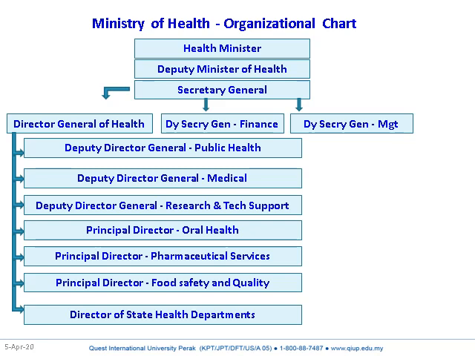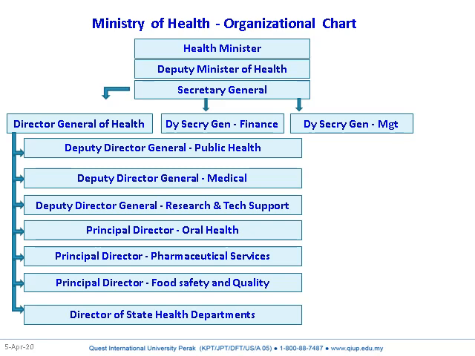DG of Health is controlling different departments: Deputy Director General Public Health, Deputy Director General Medical, Deputy Director General Research and Technology Development Support, Principal Director Oral Health, Principal Director Pharmaceutical Service, Principal Director Food Safety and Quality, and a Director of State Health Departments. These are under Director General of Health.